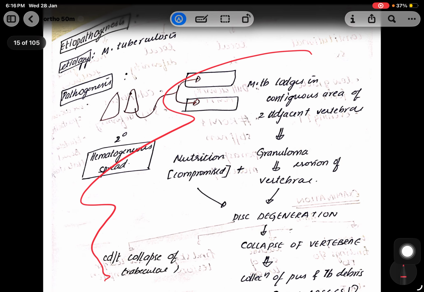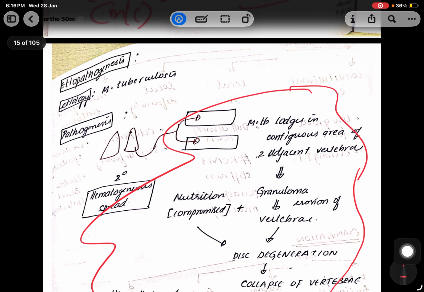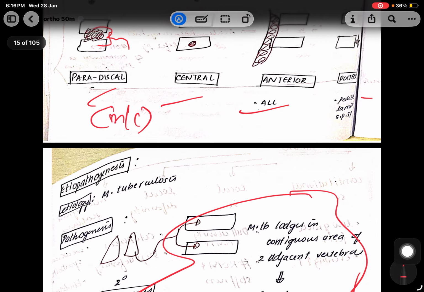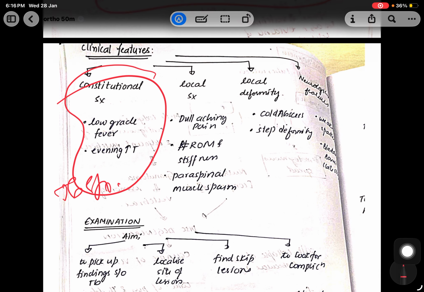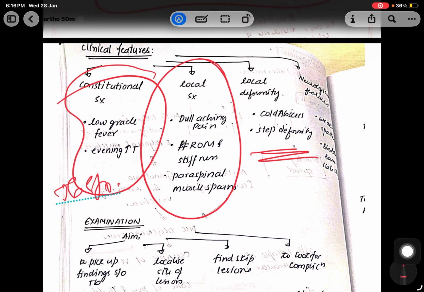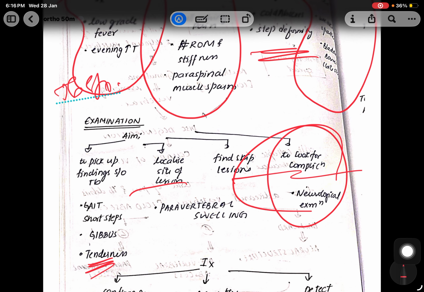Pathogenesis is the same as what you write for TB, but here you show that it also comes to the vertebra and develops an abscess. Make sure you draw the diagram I have mentioned so that you can fetch full marks. Then for clinical features, always mention TB-specific symptoms, then local symptoms, any local deformity, and any neurological features, because we are talking about the spine. Then examination, to pick up signs suggestive of TB, then any complications, and the other examinations.